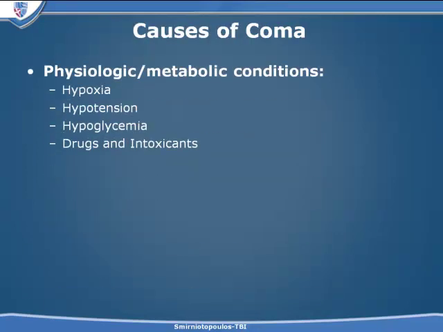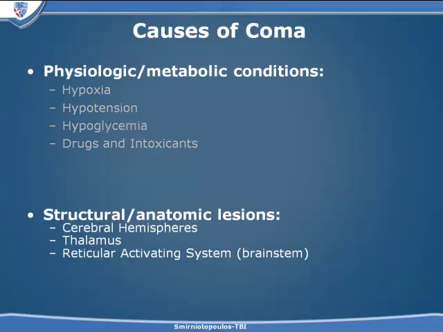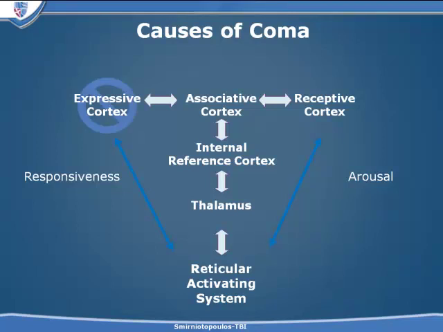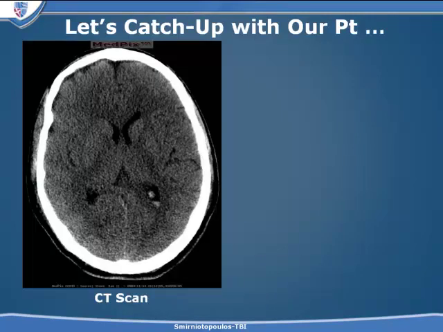But if we think about the causes of coma, there are physiologic and metabolic conditions that may cause coma. There are structural and anatomic lesions, which is what we're looking for on our imaging. And there are many different types of coma that can be caused by lesions in many, many different locations. But if we get back to our patient who has a clear-cut history of trauma, we want to look a little bit more carefully and identify that there is a small amount of intraventricular hemorrhage.